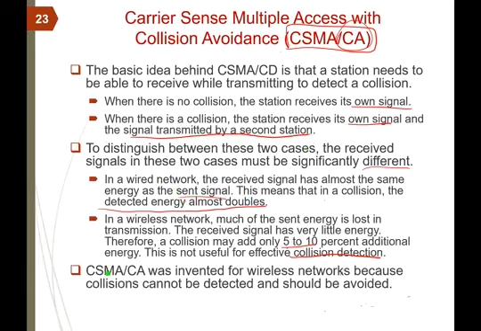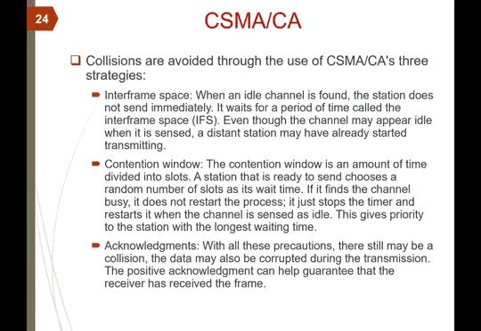Carrier sense multiple access collision avoidance was invented for wireless network because collision cannot be detected and should be avoided. Therefore, because collision detection is not accurate in wireless network, this protocol has been devised to prevent collisions from happening at all. So this is collision avoidance. Collisions are avoided through the use of 3 strategies.